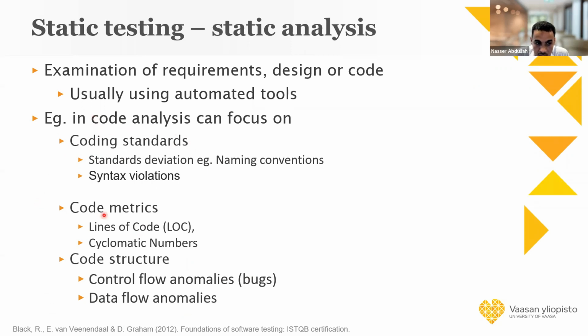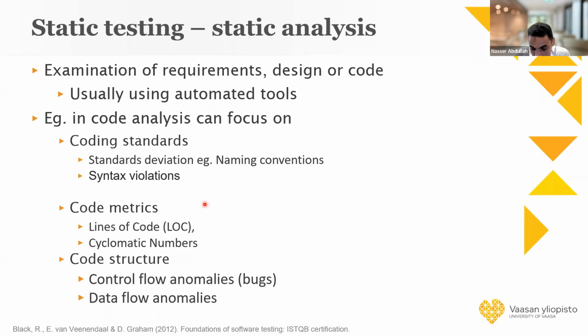So here, with the compilers, you can check if there is any deviation from the standards, any syntax errors. These can be detected using that analysis. The second one, the code metrics, are metrics that can be used to analyze the complexity of the code. And the third one analyzes the structure of the code, which has two methods: the control flow and the data flow.